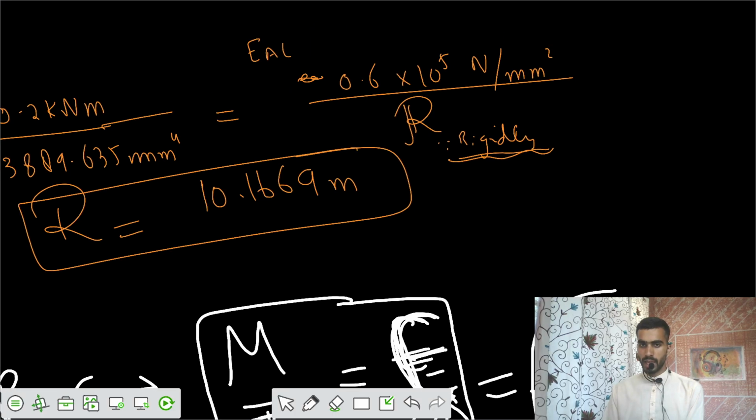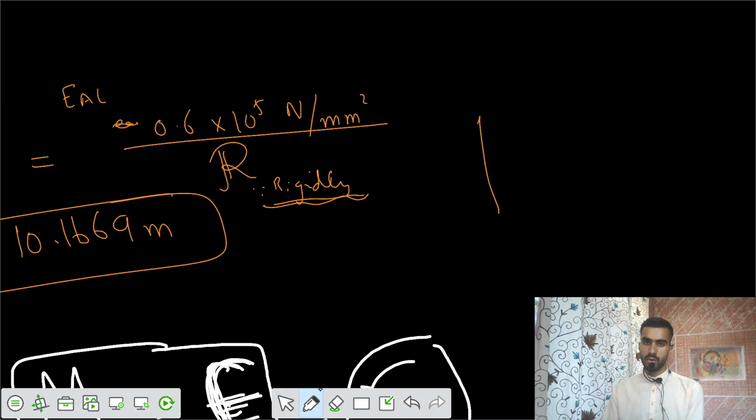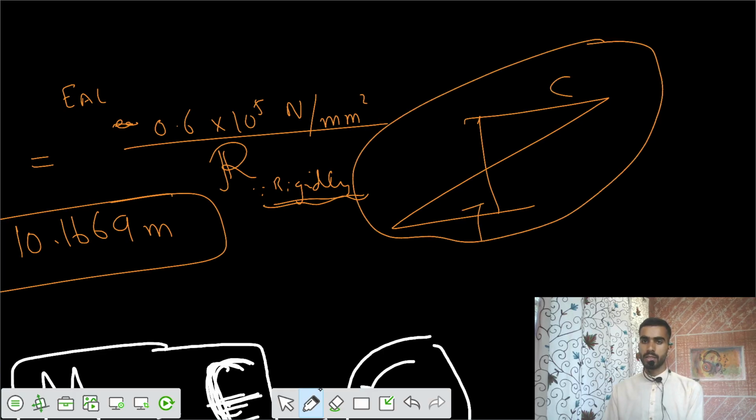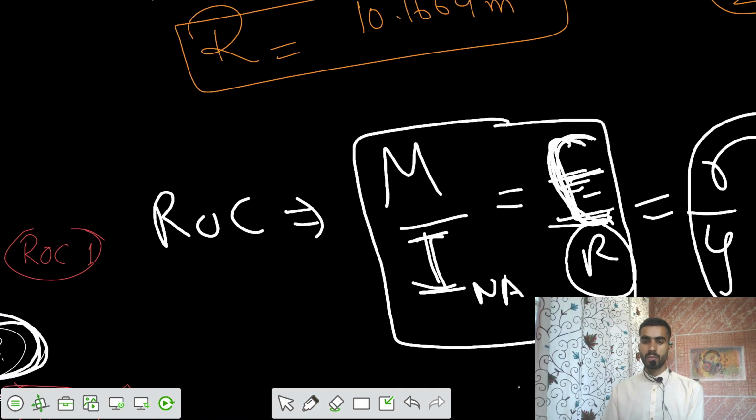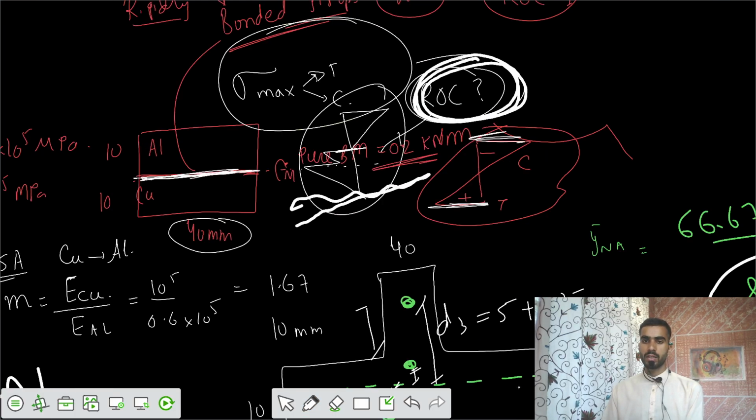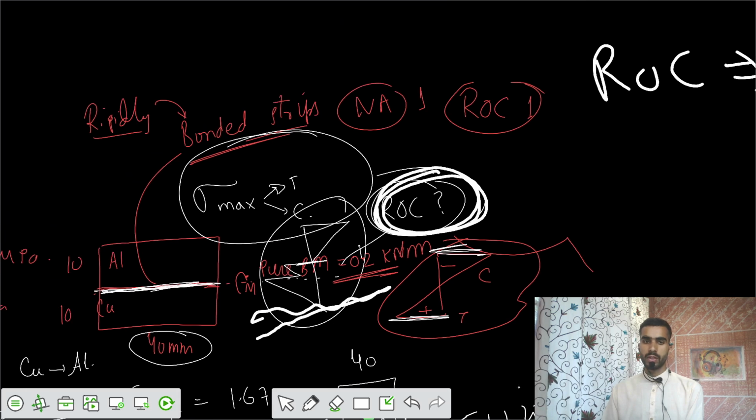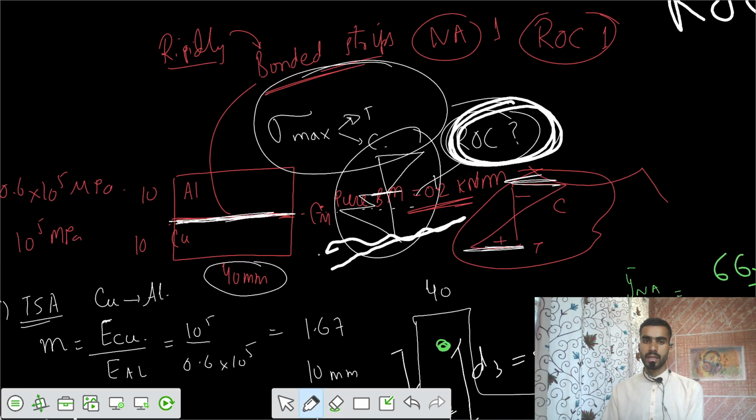So we have sagging bending moment. So top is having compression, bottom tension. This is for the equivalent section. Now the next part of the problem was to get the value of stresses. So you need to get the value of stresses: sigma max in the tension and sigma max in the compression.